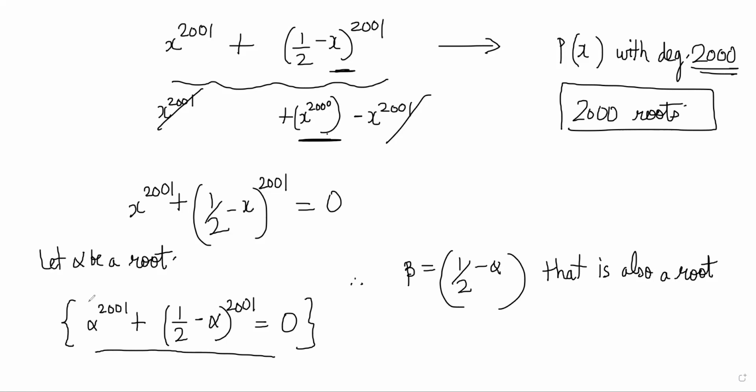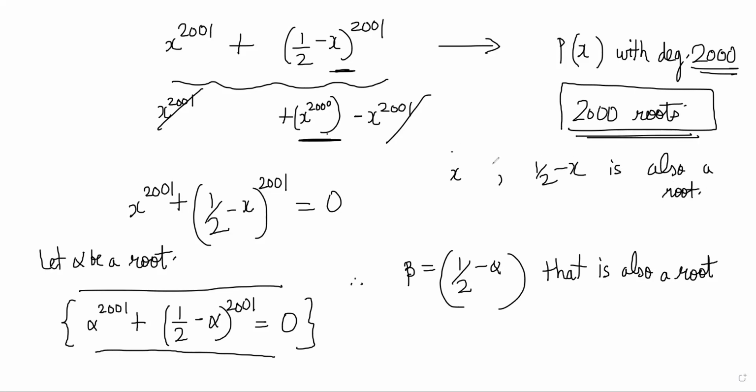And that should also be 0 if this is 0, right? Yes, sir. So that is very useful, because now you know that if any root you pick as x, half minus x is also a root, right? So out of the 2000 roots, there will be x1, half minus x1, y1, half minus y1, right? Something like that, right?